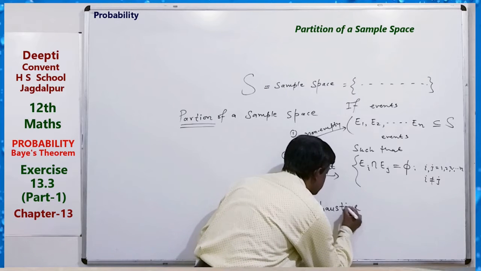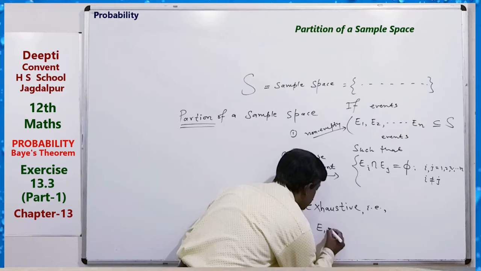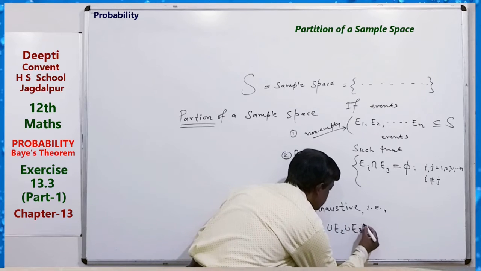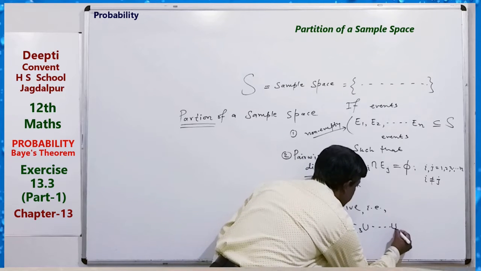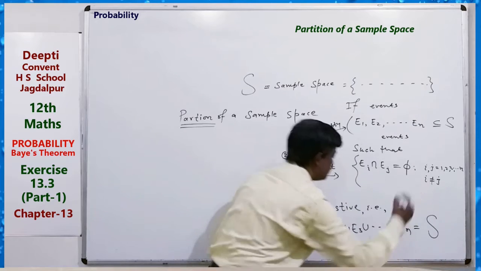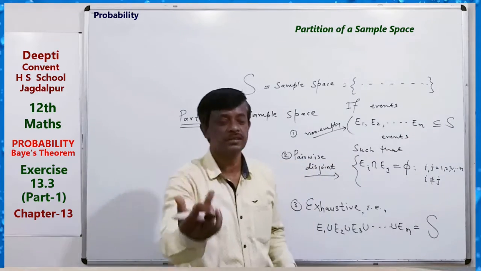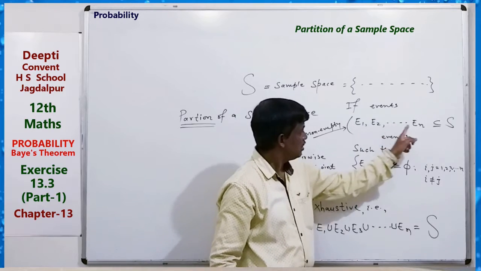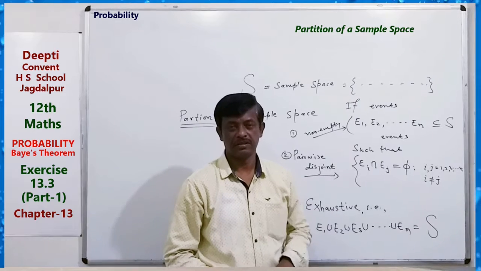Exhaustive. That is, E1 union E2 union E3 up to union En equals S. It means the union of all these gives the sample space. All the events, we know events are what? Subsets of the sample space.